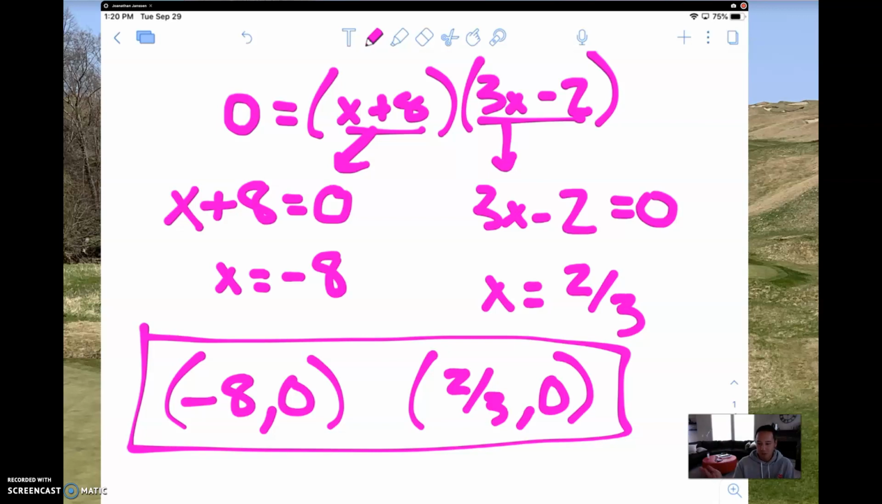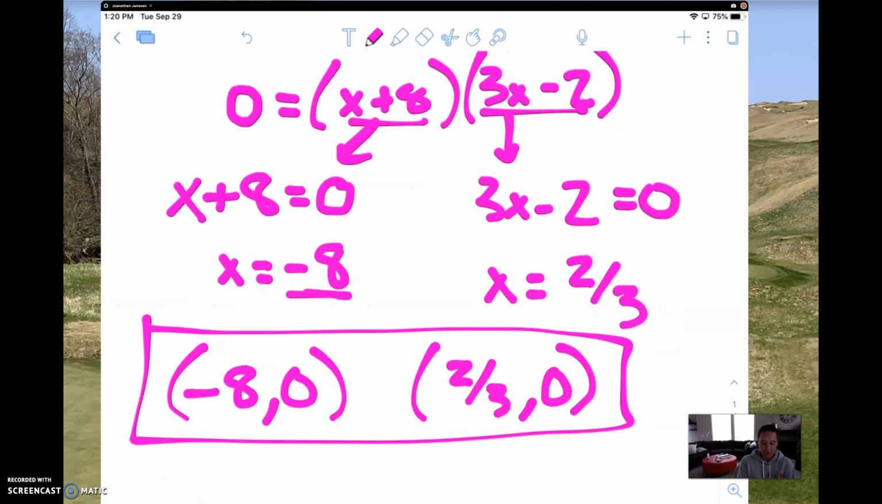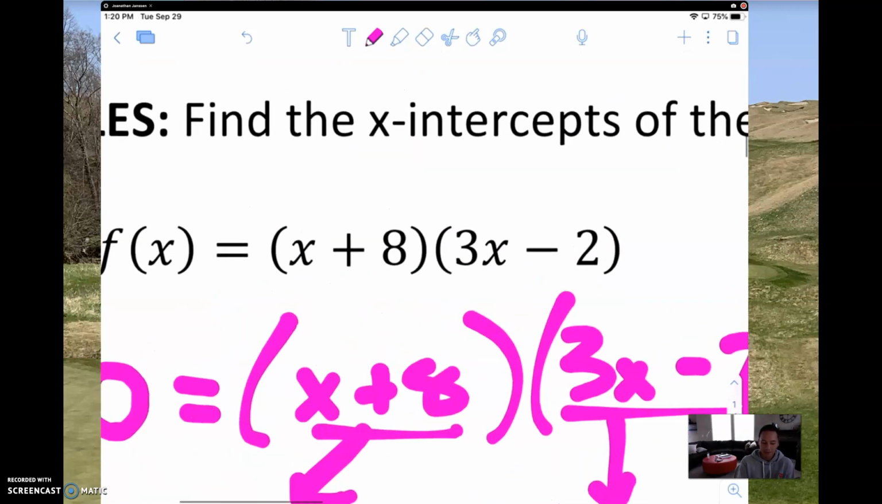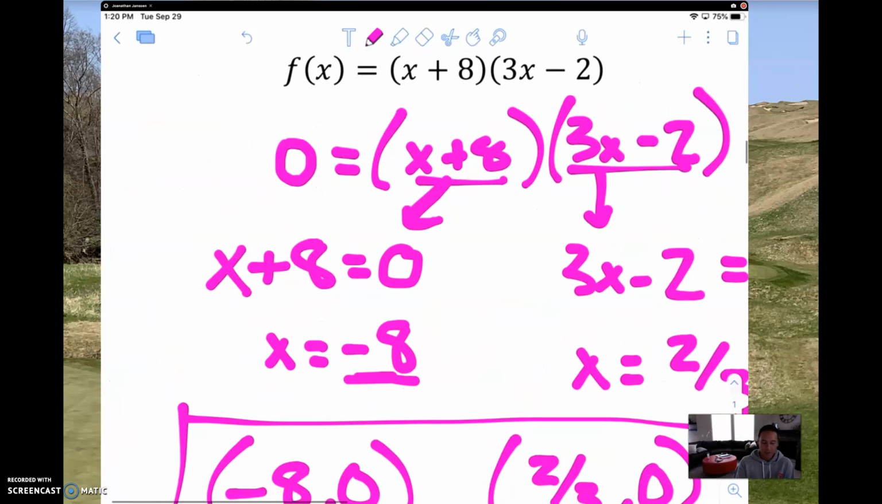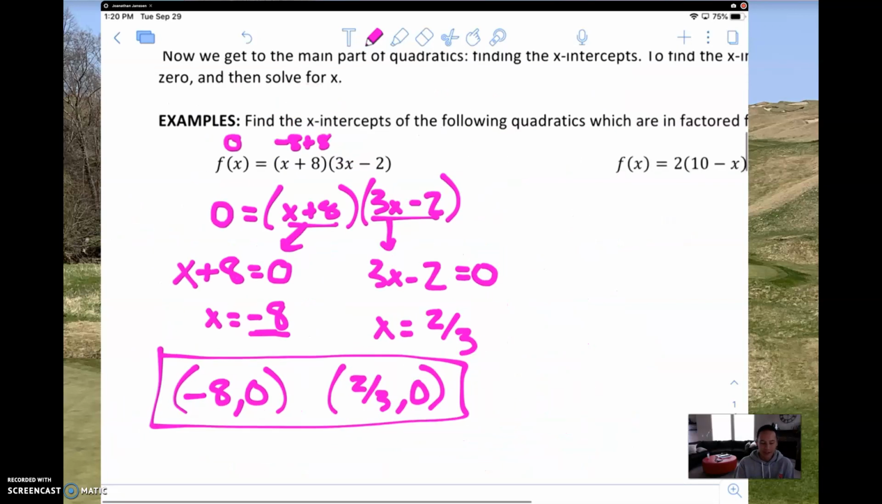Not so bad, hopefully. If you want to double check your answer, let's see what happens if we plug in a -8 back into the original problem. If I did -8 plus 8, it equals 0. And it doesn't matter what I plug into this other parentheses because 0 times anything will just equal 0. So by replacing x with a -8, we just found that it equals 0. And similarly, if we were to plug in a 2/3, then it would also equal 0. So there are your two x-intercepts.